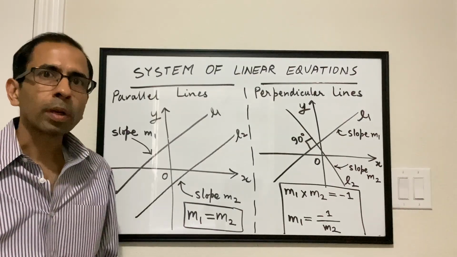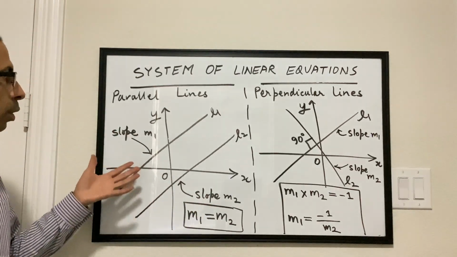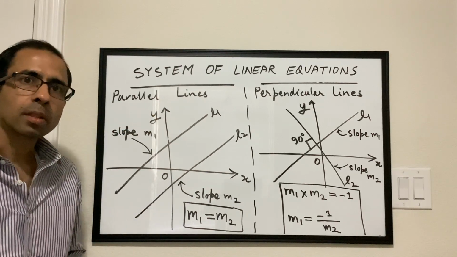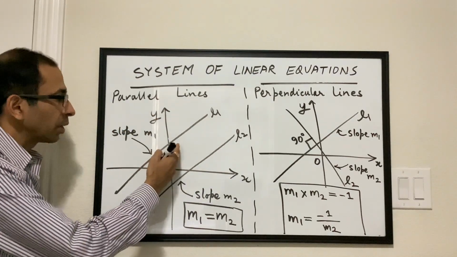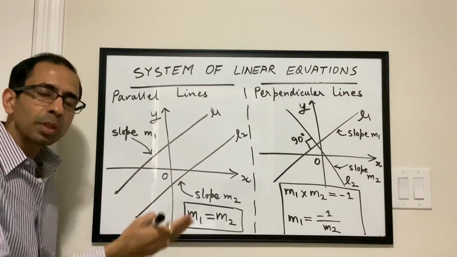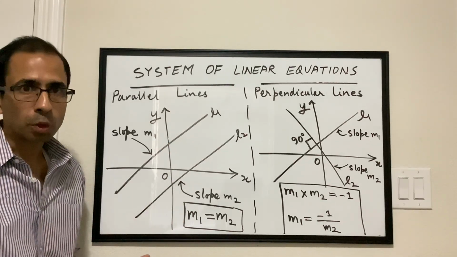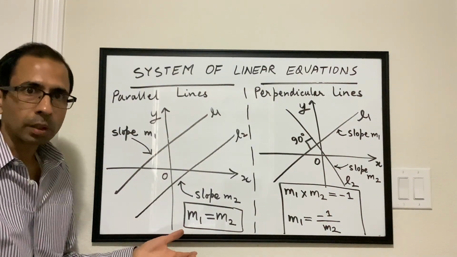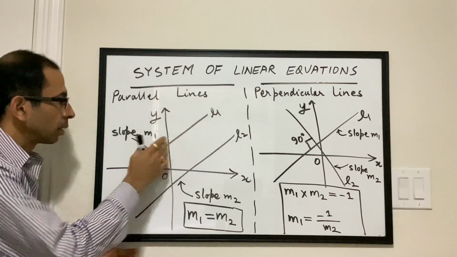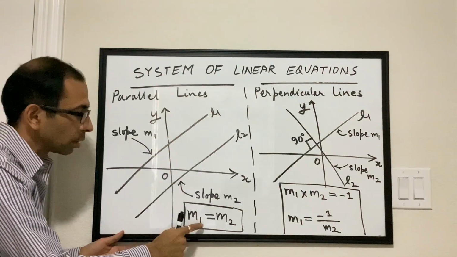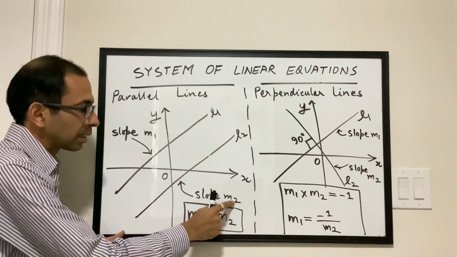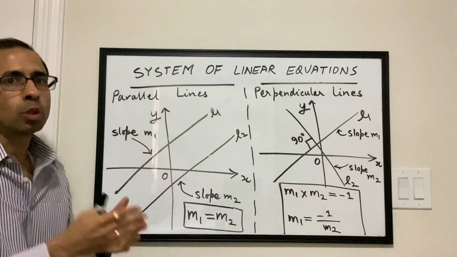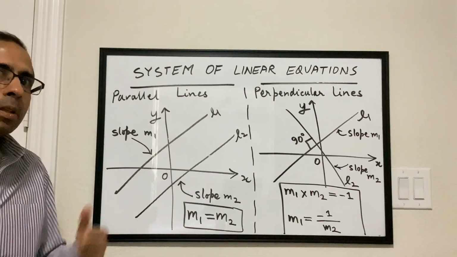So let's take a quick look at two special cases. Here is a system of equations wherein the two lines L1 and L2 are parallel. We did talk about this a bit earlier. Obviously these two lines are parallel, so they're never going to intersect, or essentially there is no solution to this system of equations. Let's see how their slopes are related to each other. The slope of line L1, let's say given by M1, is equal to the slope of line L2, let's say given by M2. So when two lines are parallel, their slopes are going to be equal to each other. We talked about this a little bit earlier as well.